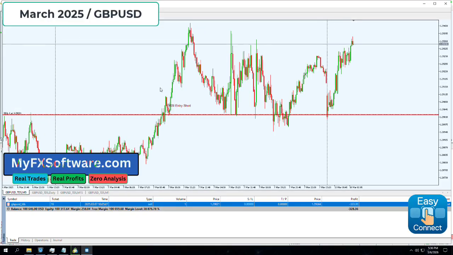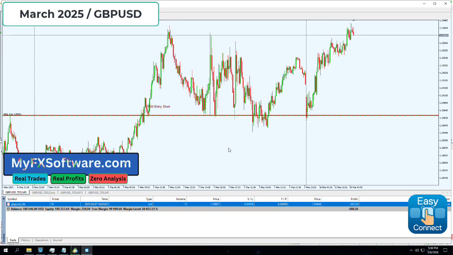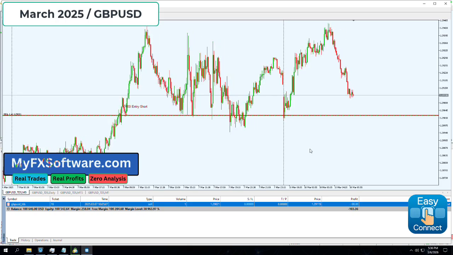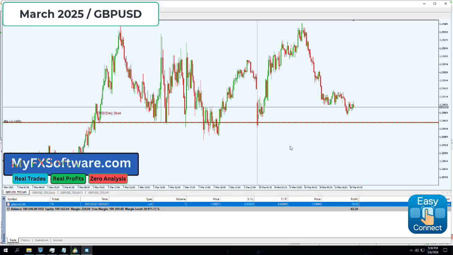Here we are. It took looks like a short trade in the middle of the day on March 7th. It is on to the next day. Actually, that was the weekend. So now we're trading on March 10th. We're holding on to that trade. The price is pretty much going sideways.